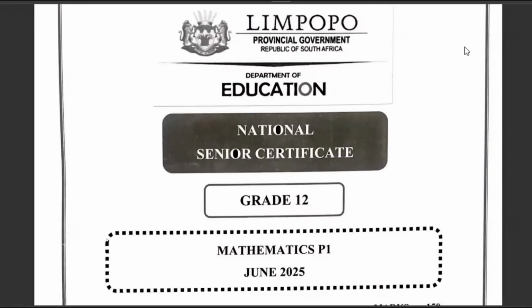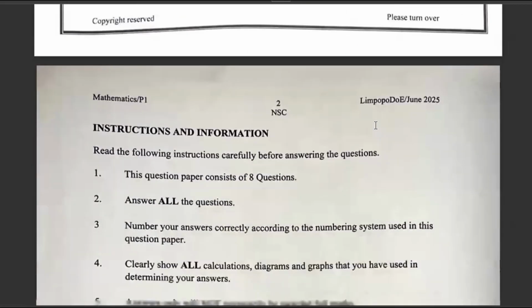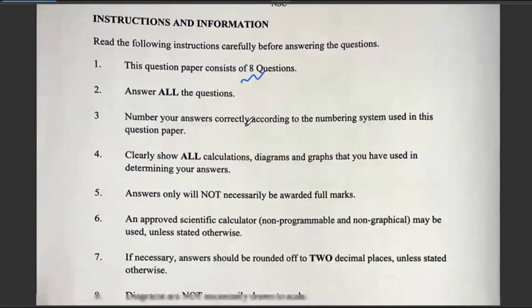Welcome to yet another episode where we shall be looking at the proposed memorandum for Mathematics Paper 1, June exam 2025. This one is from Limpopo for mathematics. The paper is 3 hours for 150 marks. We have 8 questions that we need to work on, and we need to answer all the questions.